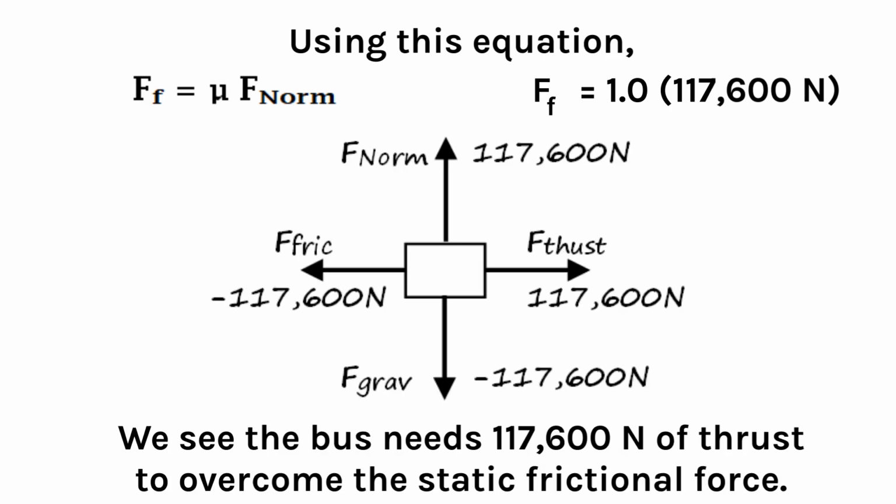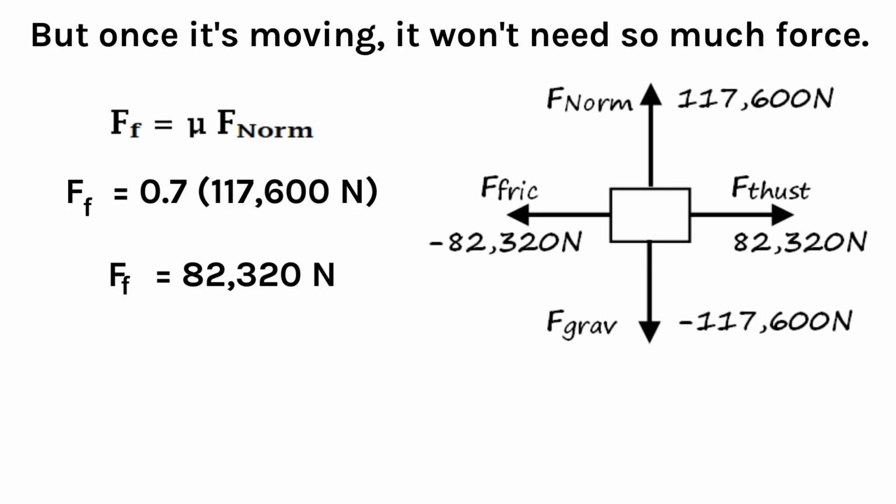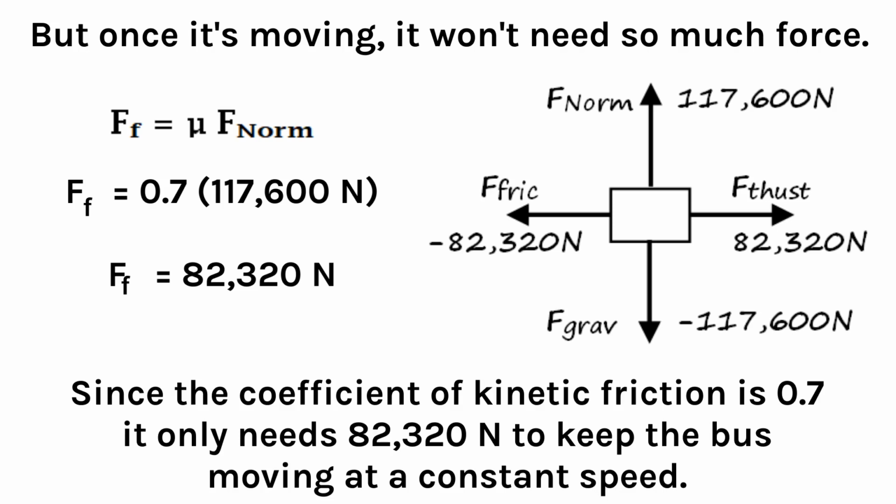we see the bus needs 117,600 newtons of thrust to overcome the static frictional force. But once it's moving, it won't need so much force. Since the coefficient of kinetic friction is 0.7, it only needs 82,320 newtons to keep the bus moving at a constant speed.